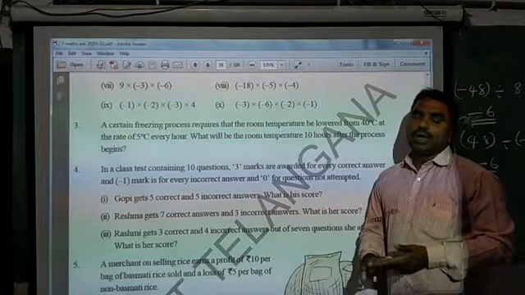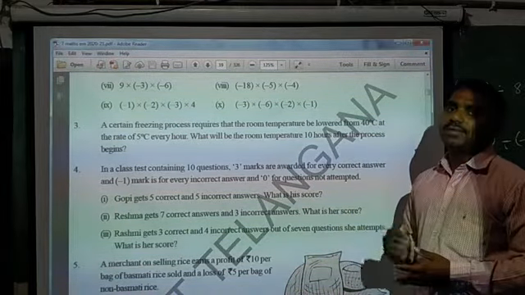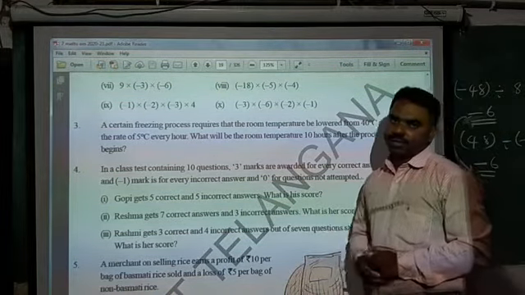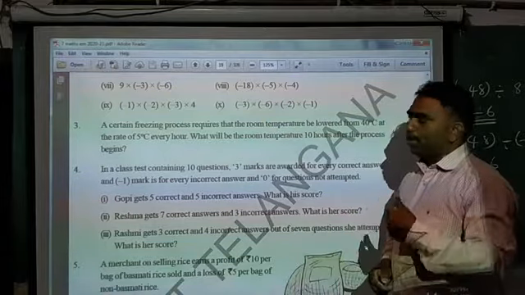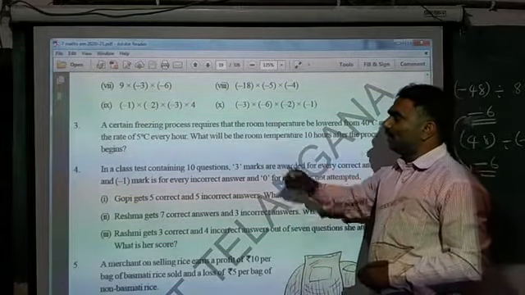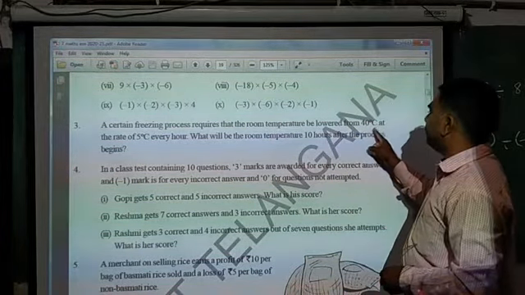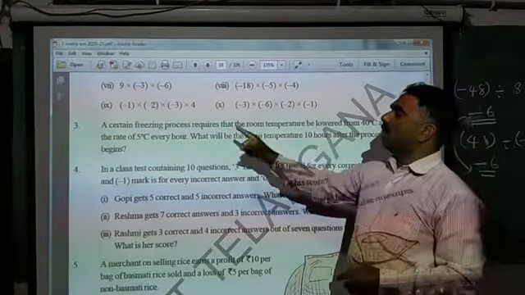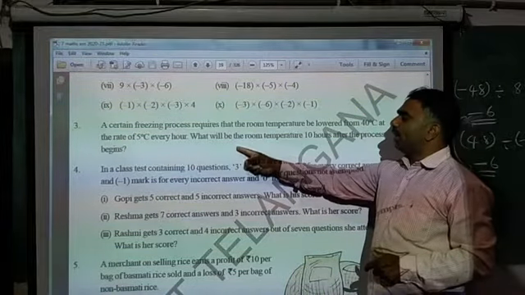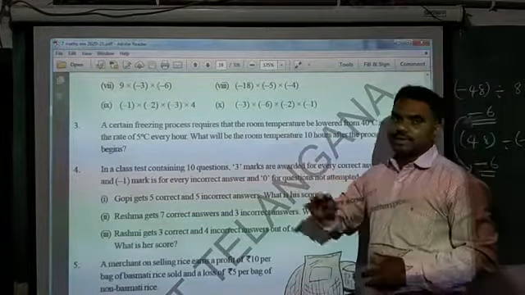So all of you try to understand it. Read the question and try to understand it. Easily we can do it. If you read clearly, the process will be very easy. So first of all, when I am reading, you watch the textbook. A certain freezing process requires that the room temperature be lowered from 40 degrees centigrade at the rate of 5 degrees centigrade every hour. What will be the room temperature 10 hours after the process begins?